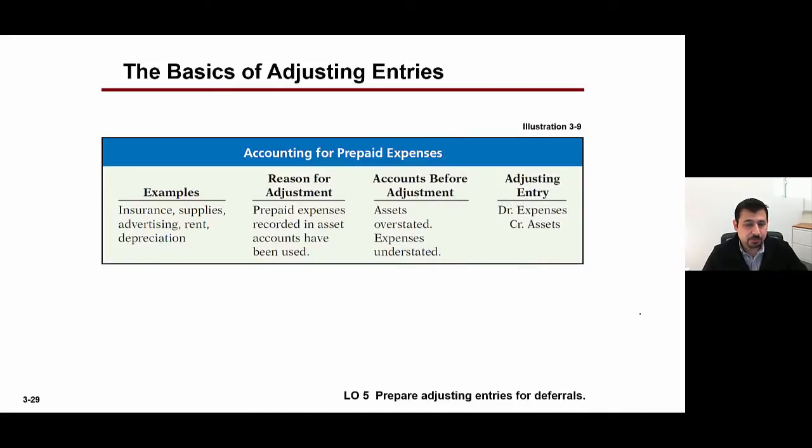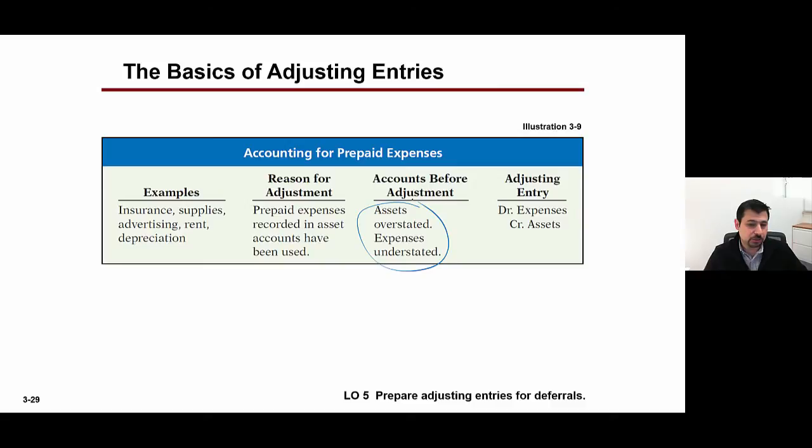To summarize, prepaid expenses, before adjustment, the assets were overstated, expenses were understated. It's very important to understand this. And why? Because until that point, we were saying that we had, for example, in the example of supplies, $2,500 worth of supplies. However, after the adjustment, we found that we only had $1,000 of supplies.